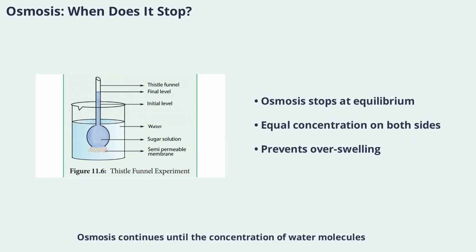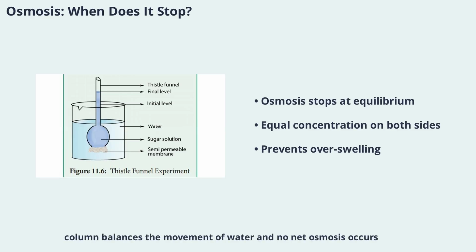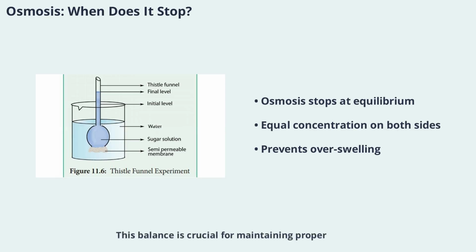Osmosis continues until the concentration of water molecules is equal on both sides of the membrane, reaching a state of equilibrium. At this point, the pressure from the rising water column balances the movement of water, and no net osmosis occurs. This balance is crucial for maintaining proper cell function and preventing excessive swelling or shrinkage.